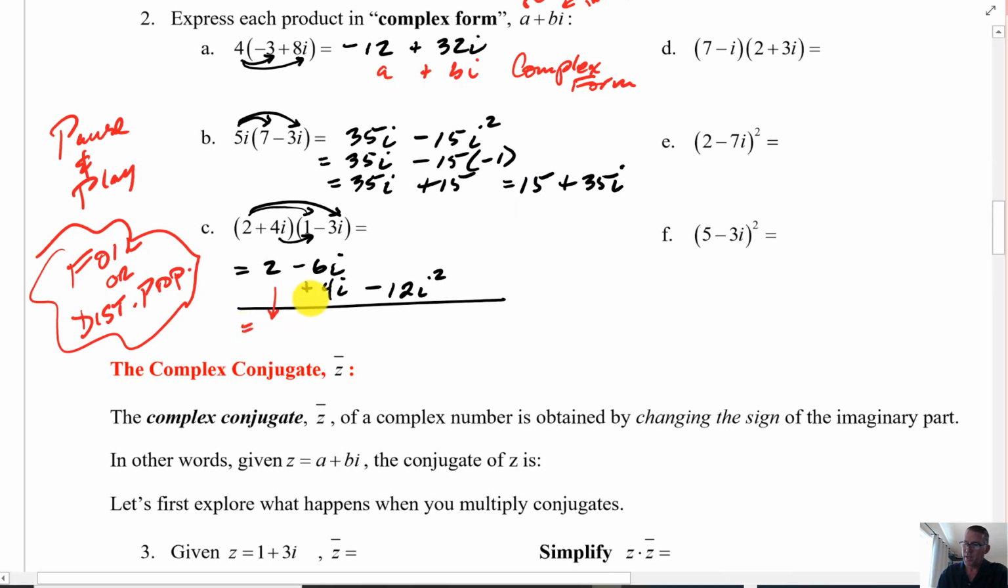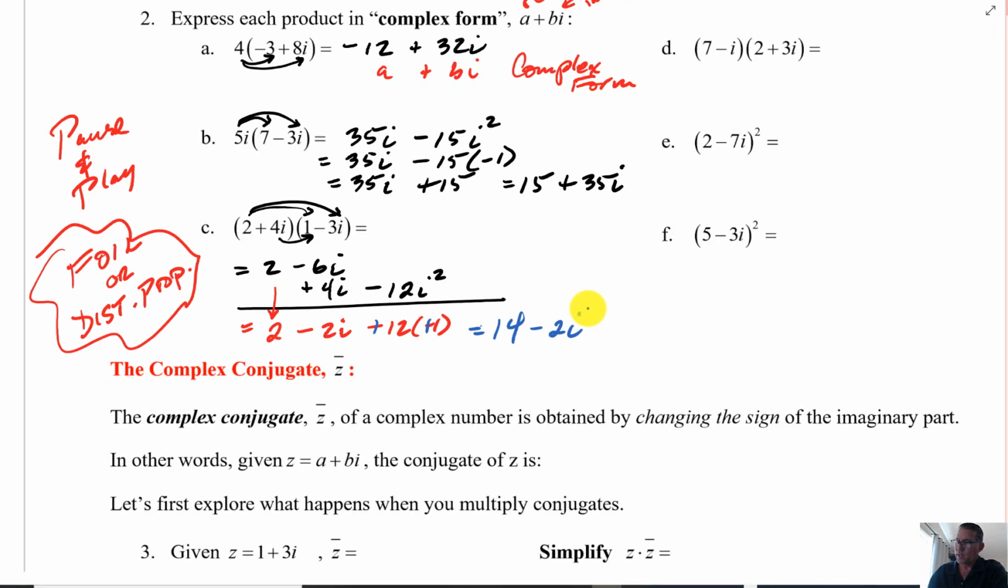So let's see what we get. We get 2, and then -6 plus 4 is -2, so -2i. And then this is -12 times -1, because remember, i squared is -1. These two negatives cancel out. When you multiply a negative times a negative, you get a positive. And then 2 plus 12 is 14, minus the 2i. So you just want to multiply or distribute. That's the key. So let's try that.